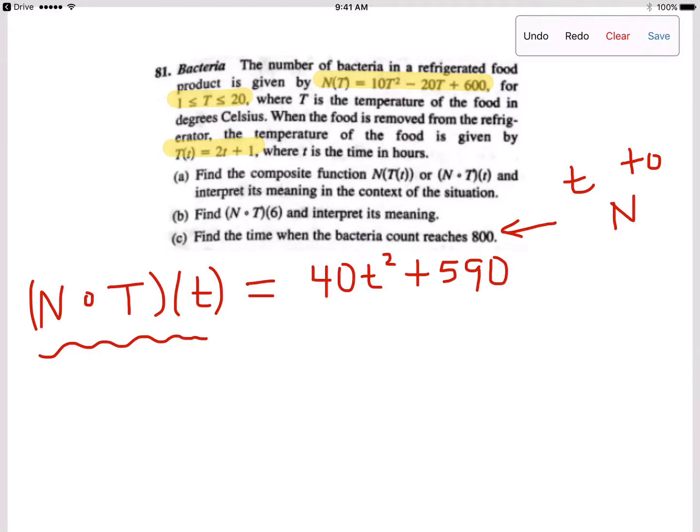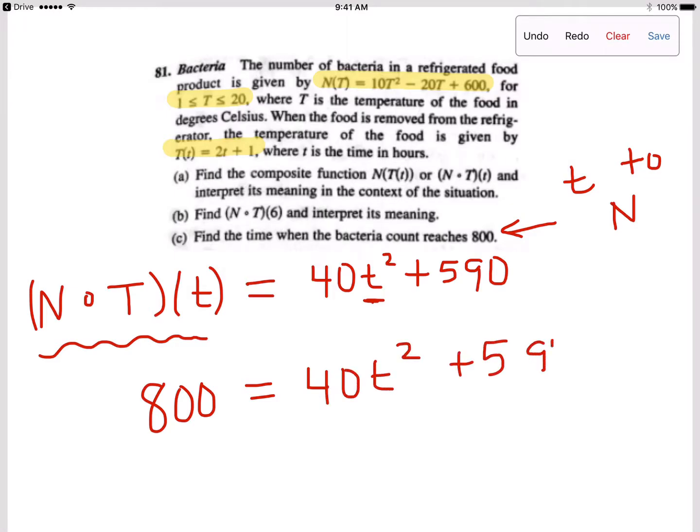The question is, what do we do with the 800? Well, 800 is the bacteria count. It's not the time. You're asked to find the time. So you need to solve the equation of 800 is equal to 40t squared plus 590.